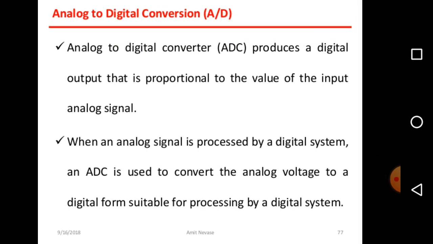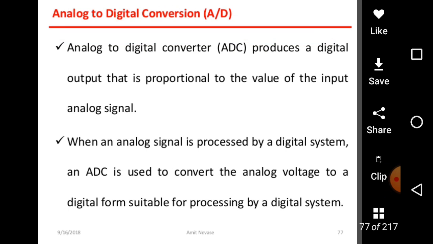Analog to digital converter produces a digital output that is proportional to the value of the input analog signal. When an analog signal is processed by a digital system, ADC is used to convert the analog voltage to a digital form suitable for processing by a digital system.